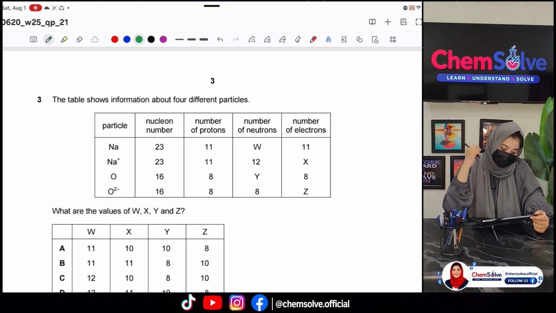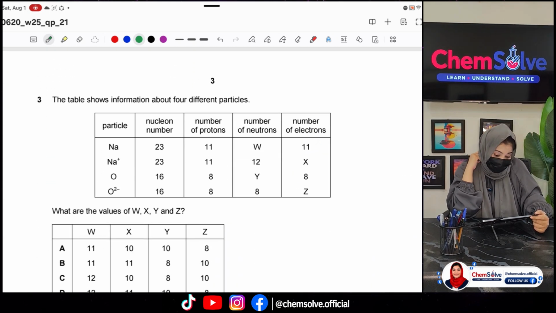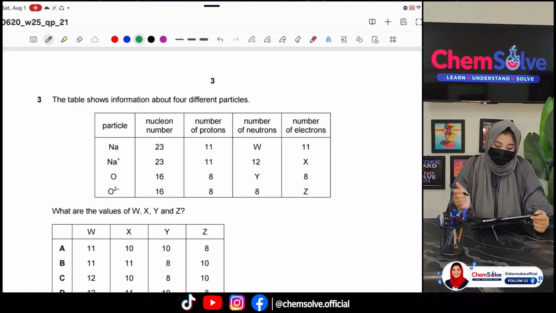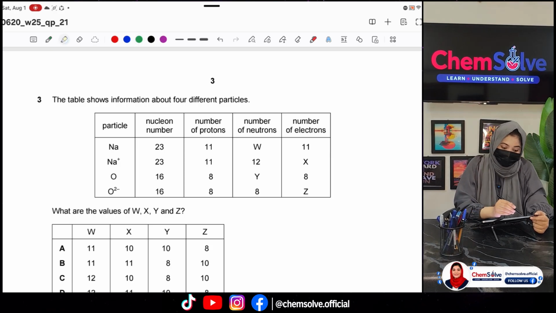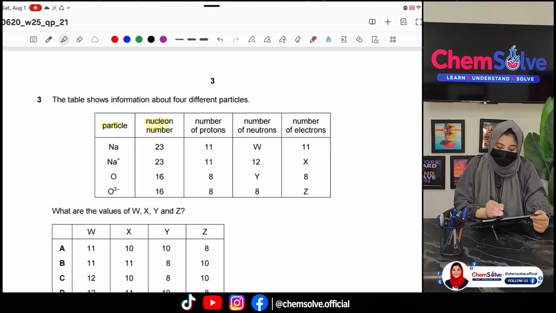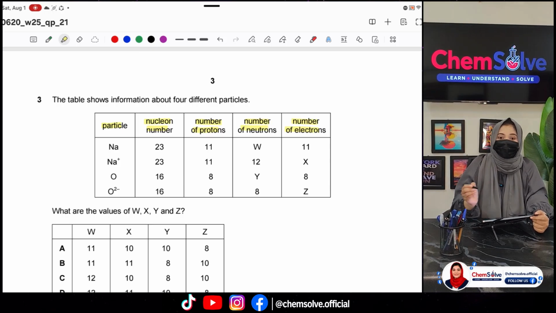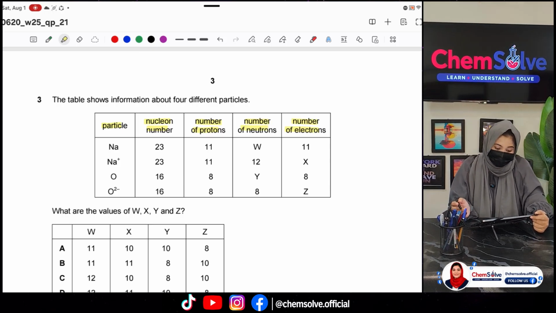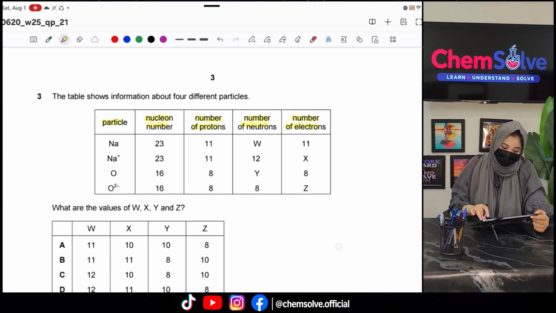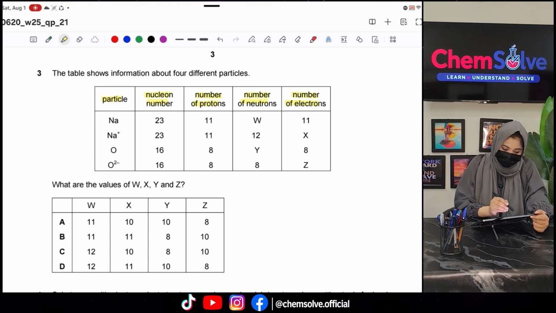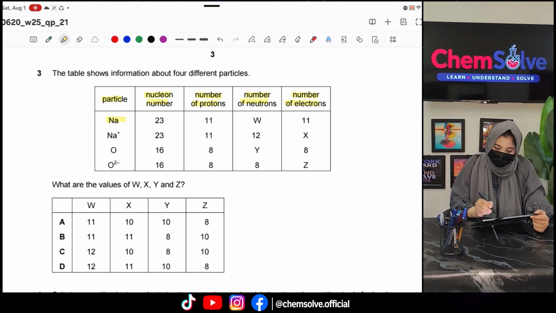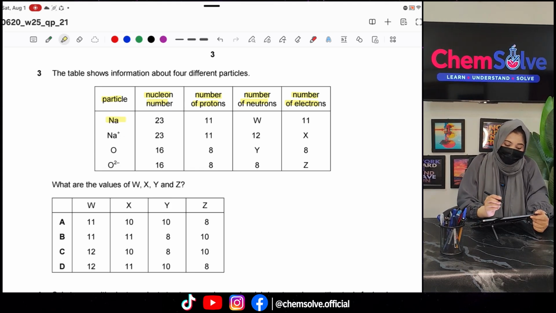Question number 3. The table shows the information about the 4 elements. So we are provided with the particle, their nucleon number, number of protons, number of neutrons, and number of electrons. So what we need to calculate? We need to calculate all of these things. So look at the option for Na, number of neutrons. Okay.